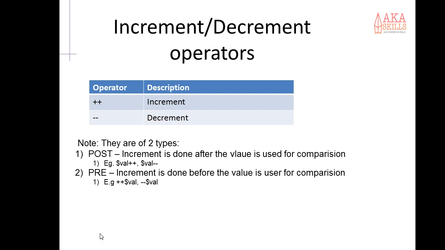One is the post increment and the other one is pre increment. In post increment, let's say I have $a is equal to $val++. When I do this kind of assignment, $a will get the value of $val, but not the incremented value of $val, because I have done $val++. In case I want the incremented value, I have to do ++$val. Then directly at the assignment level itself, it will assign me the incremented value. Similarly, for decrement, we have post decrement and pre decrement.